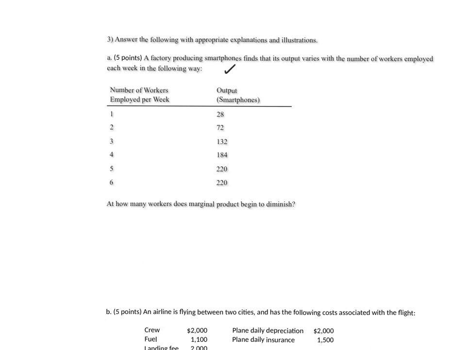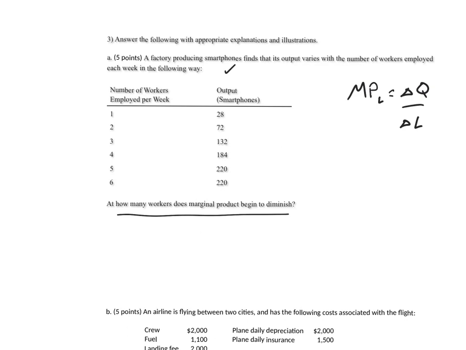A factory producing smartphones finds that its output varies with the number of workers employed each week in the following way. At how many workers does marginal product begin to diminish? Well, the marginal product, in this case of labor, because it's dealing with the number of workers, is equal to the change in output divided by the change in our input, which in this case is labor.